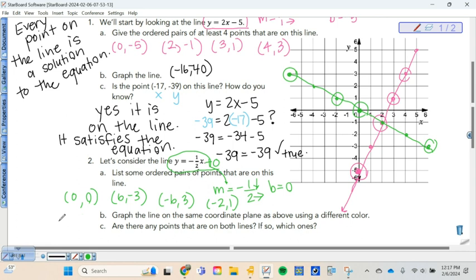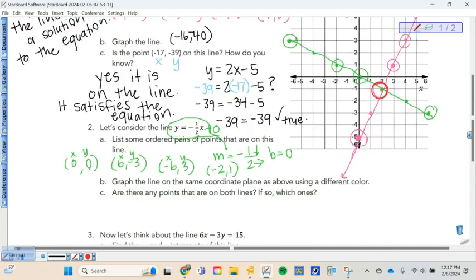Perfect. So again, every single point on this line satisfies this equation. If I were to plug in x and y into that equation, it would be true. It would work. Are there any points that are on both lines? Yeah. Which point? 2, negative 1. Good. 2, negative 1 right here. That's on both lines.